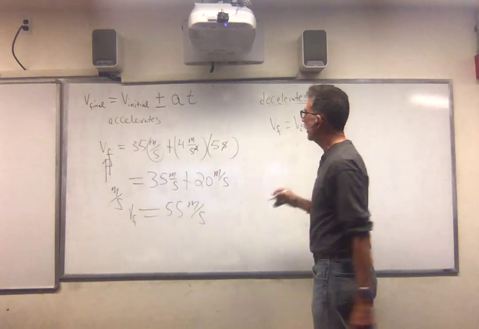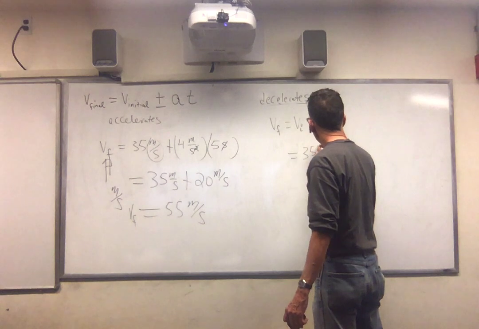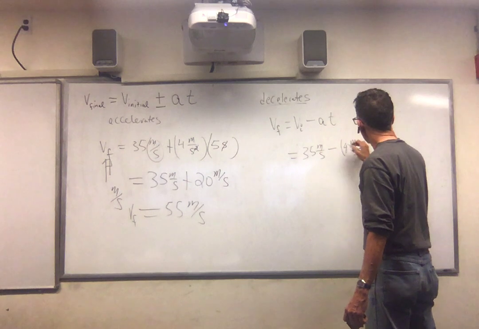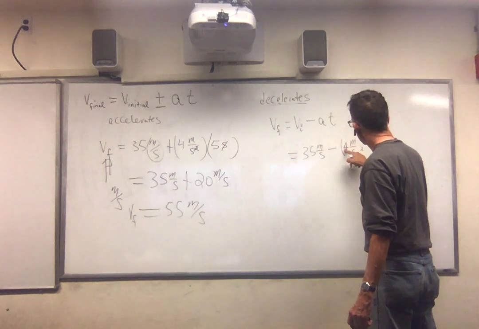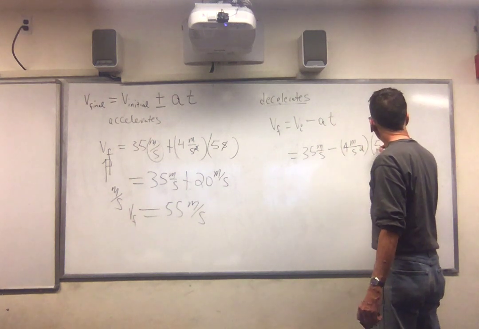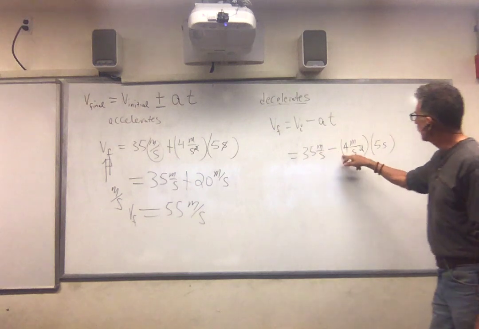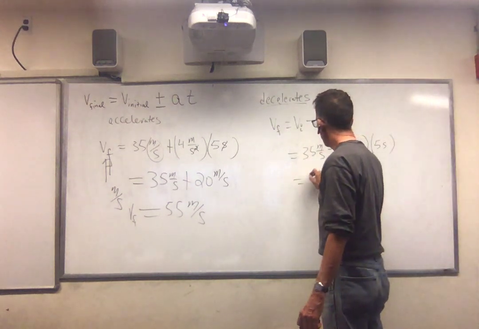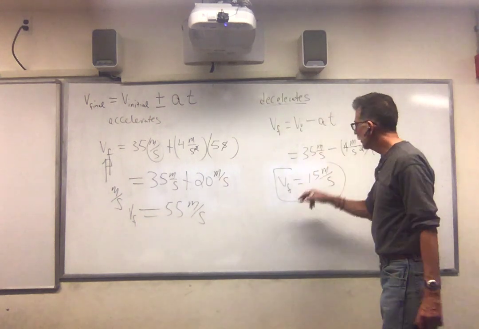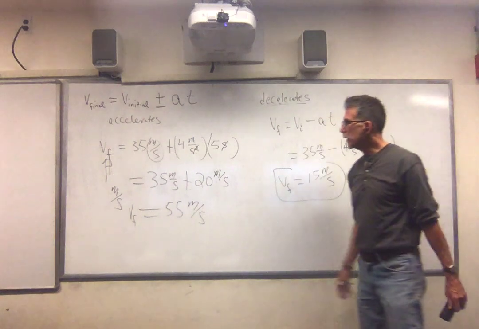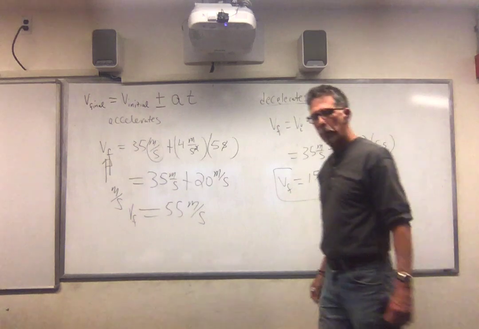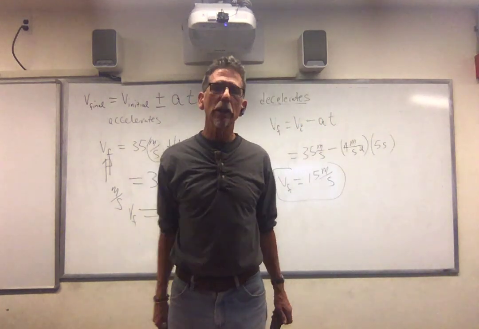And so I'm just going to plug in the numbers we had before. 35 meters per second minus 4 meters per second squared, and then 5 seconds. So now we take 35 and we subtract 20, and we get 15 meters per second, V final. Okay? So if you accelerate, the speed is greater. If you decelerate, the speed is less. That's it. It's as hard as it's going to get for us.